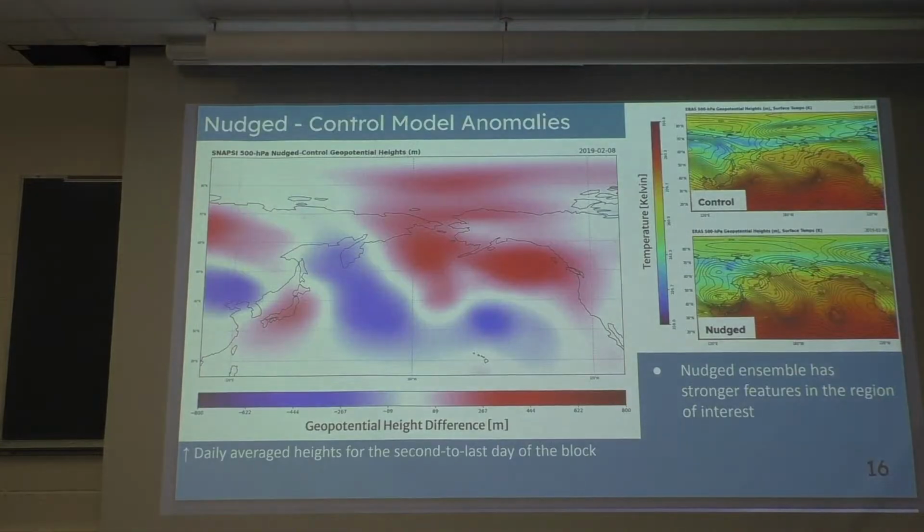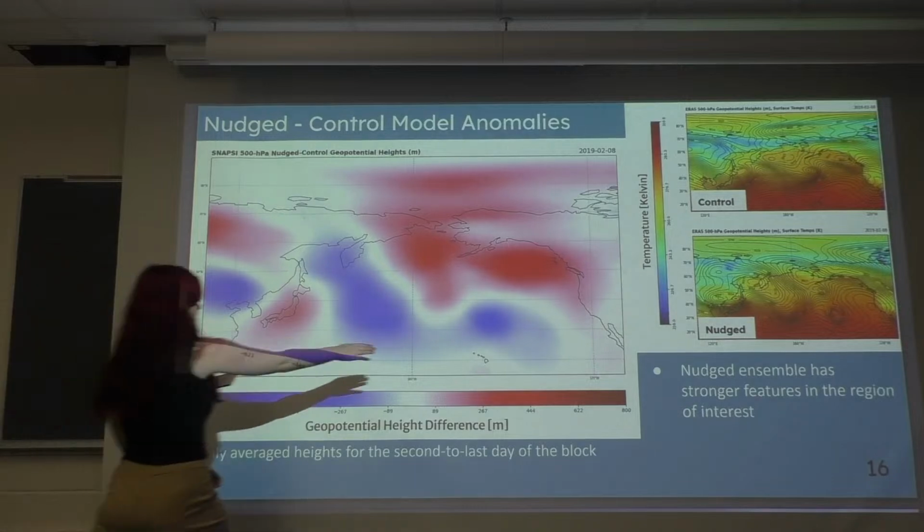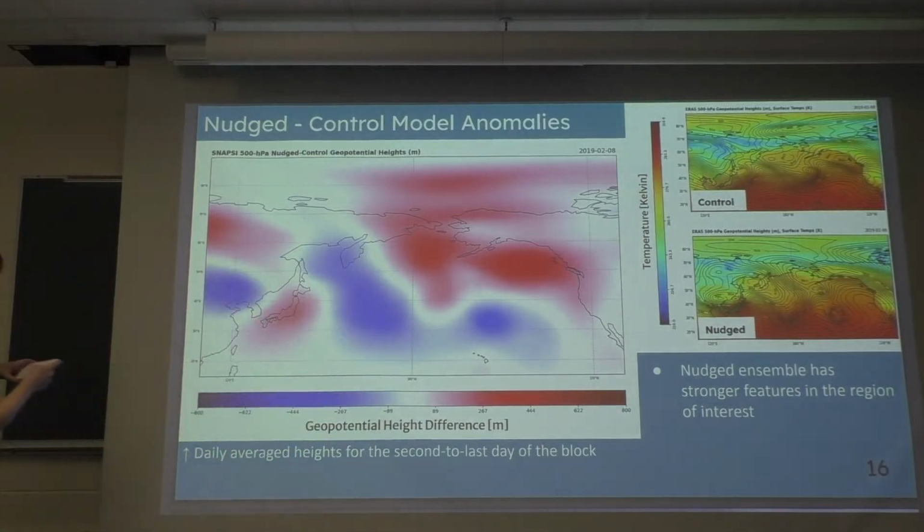So here's again the nudged minus the control geopotential heights, and you can see again there's pretty large differences in the models, especially in this trough right here to the west of the ridge, and the ridging that's over the trough, which really just brings home the idea that this block was much more well-formed near its demise in the nudged ensemble, as the nudge has the significant troughs and ridging associated with the omega blocking pattern in the Area 5.